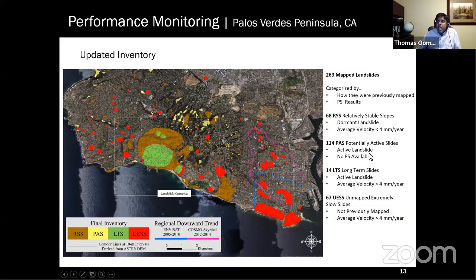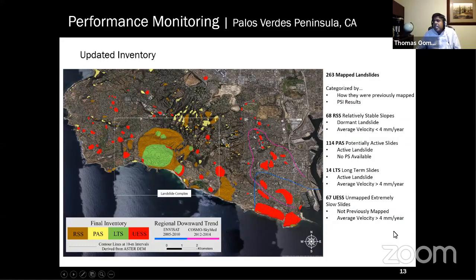We didn't have PS, and they didn't have a lot of vegetation. So we are inferring that these are active landslides. That is why we didn't get the backscatter points. Then there are about 14 that we categorize as long-term slides, mapped in green. They are active landslides with average velocity greater than 4 millimeters per year. And then there are 67 that we identified as unmapped, extremely slow landslides. They were not previously mapped in the California Geological Survey's inventory, but they have average velocity greater than four millimeters.